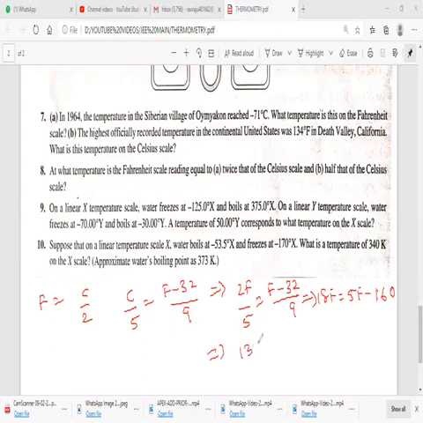So it will be 13F equal to minus 160. Then F will be minus 160 by 13, which is equal to minus 12.3 degree Fahrenheit. So F value is minus 12.3 degree Fahrenheit. And if you want to calculate in terms of C, C value will be double of that. That is nothing but 24.6 degree. So this is the answer for 8th question.